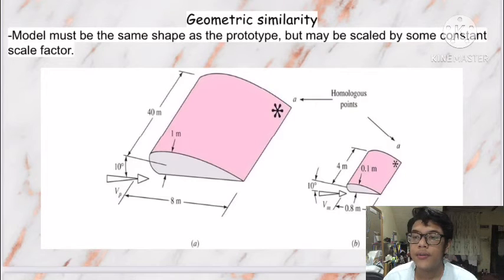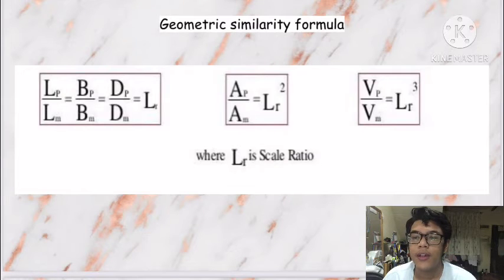So for geometric similarity, the model must be the same shape as the prototype, but may be scaled by some constant scale factor. So the equation is, for example, the length ratio is equal to the length of the prototype over the length of the model. The same goes for area and also volume in the geometric similarity formula. Actually, it is the same for all three types: the prototype must be divided by the model.